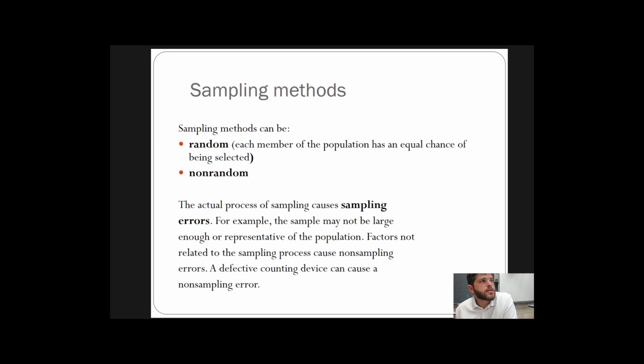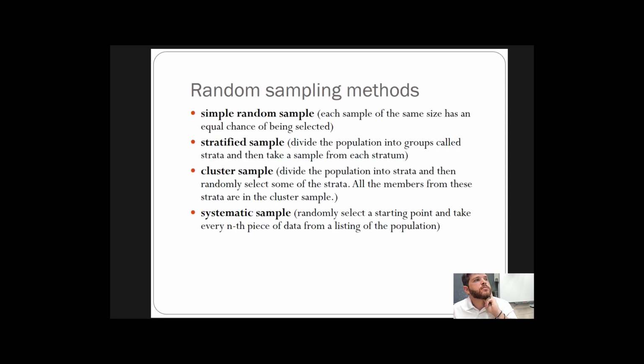We're not going to go too deep into sampling in this lesson, but you do need to know that sampling methods can either be random or non-random. The goal is to have a random sampling method, which means each member of the population has an equal chance of being selected. That's not always possible, but you want to strive to get a random sample. The process of sampling also can cause sampling errors. So maybe the sample is not large enough, maybe it doesn't represent the entire population, and there's other factors involved there as well. We'll go into more detail in a later lesson.